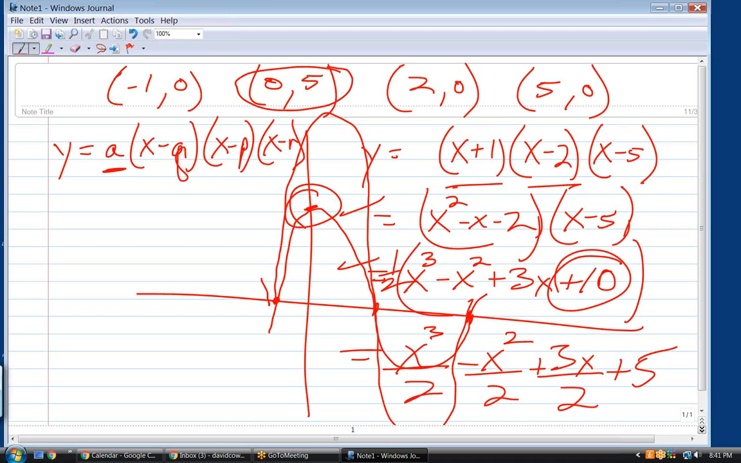No, because notice that when we multiply these 3 linear factors together, we get a constant at the end of that cubic. And that constant was 10. And we know that our function, the constant has to be 5, not 10. Therefore, A has to be 1/2.